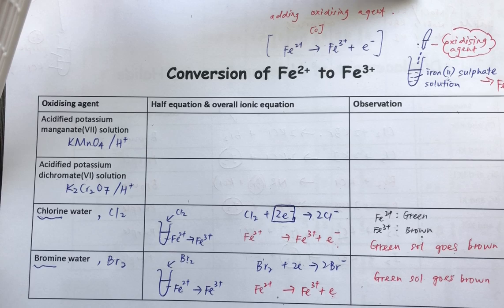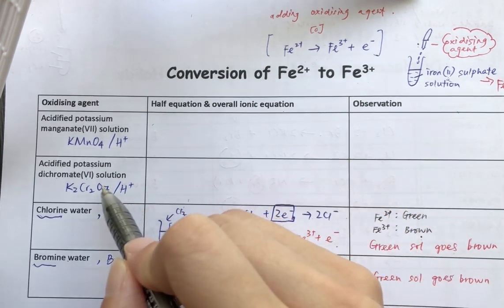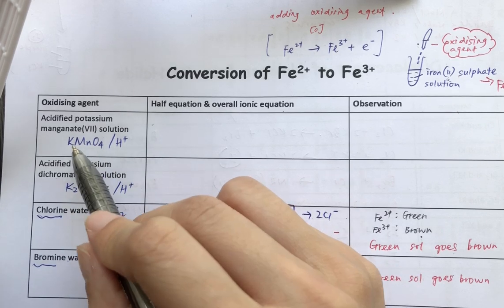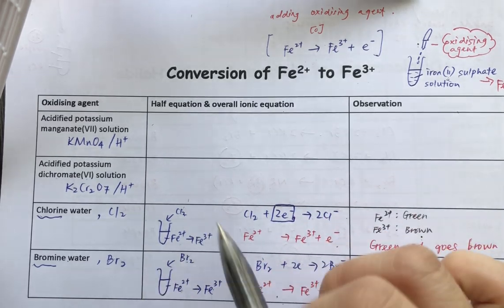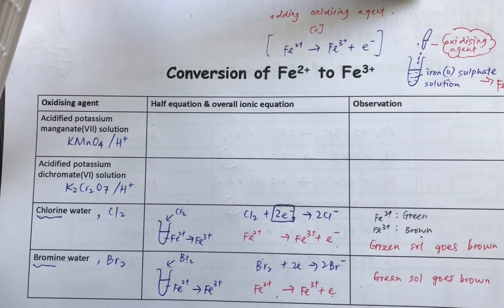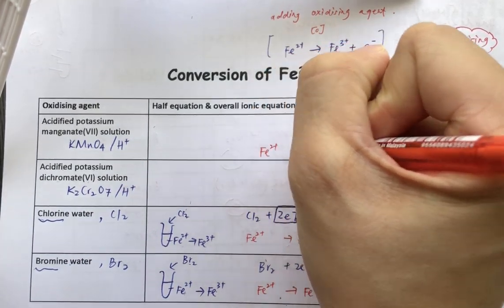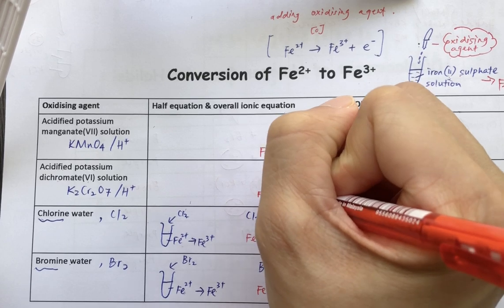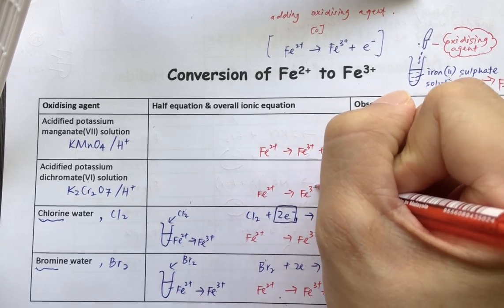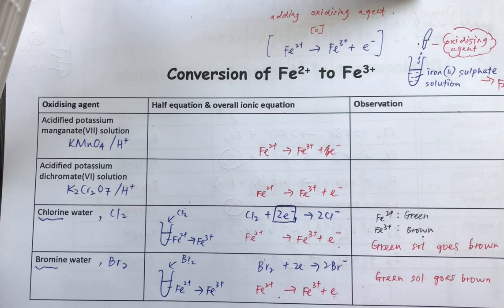So how am I going to carry out this experiment? The concept is very simple. As usual, I have Fe2. Instead of adding chlorine, I add K2Cr2O7 or KMnO4, then very quickly I will see the green solution Fe2 turn to Fe3. I'm not going to draw the same diagram. The diagram is just the same, but with different labeling. I will see my Fe2 plus changing into Fe3 plus, and the observation will still be the same: green solution goes brown every time.